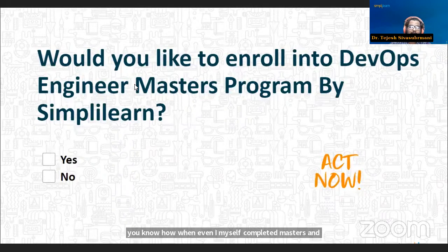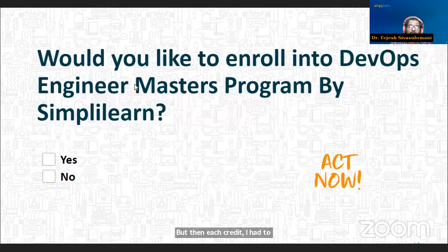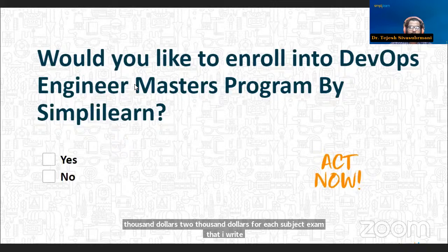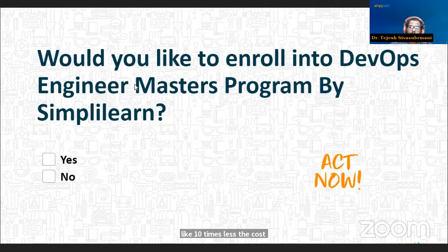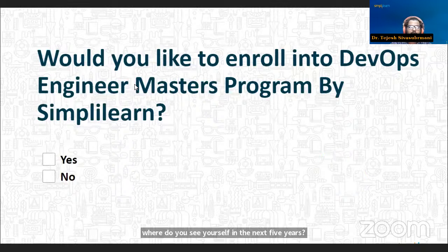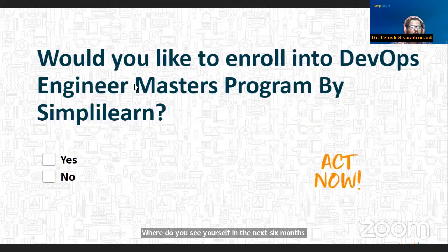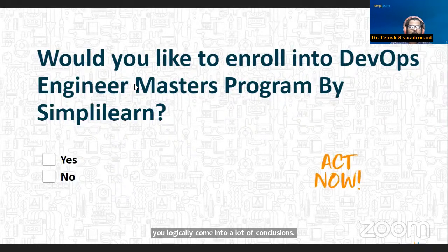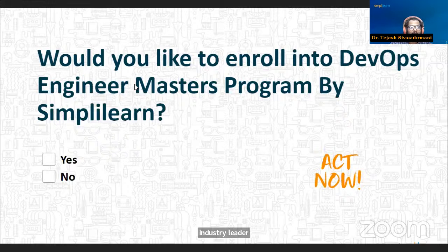But then for each credit I had to pay $1,000, $2,000 for each subject exam that I write. And here, with about 10 times less cost, you get the whole program. It's only when you think, where do you see yourself in the next 5 years, in the next 6 months, in the next 3 years, that you logically come to a lot of conclusions. Here, the primary goal is upskilling, being a good employee, being a good industry leader. Think through that, right? Yes, dear. You may continue.